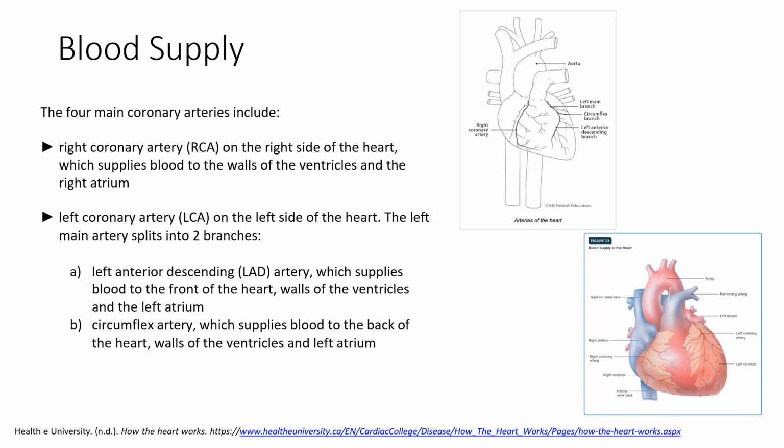And then when we're taking a look at the left side of the heart, we're looking at the left coronary artery. But that left coronary artery is split into 2 different branches. The left anterior descending, also known as the LAD artery, supplies blood to the front of the heart, the walls of the ventricle, and the left atrium. And then the circumflex artery supplies blood to the back of the heart, the walls, and the ventricles of the left atrium.